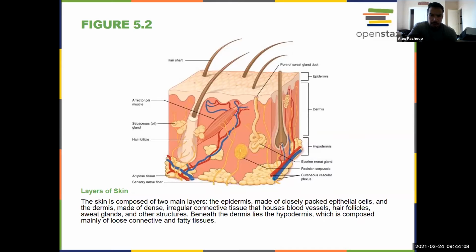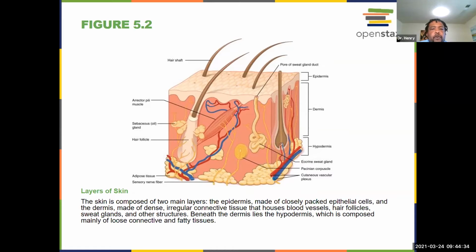Between tissue and an organ? An organ is made up of tissue. Okay, so an organ is made up of tissue, and tissue is the more elementary form of an organ, I guess.